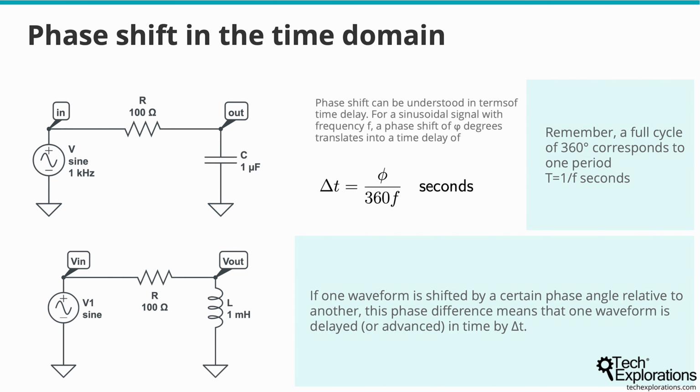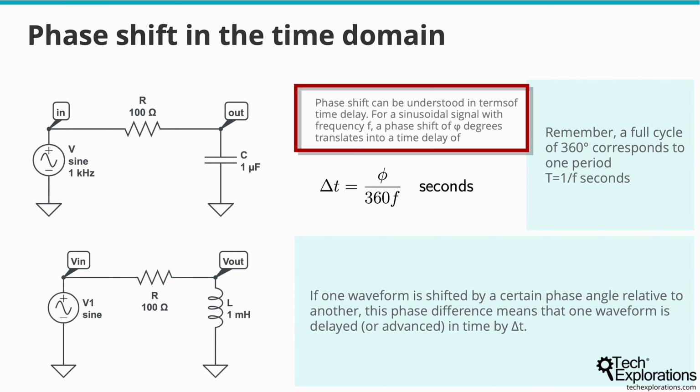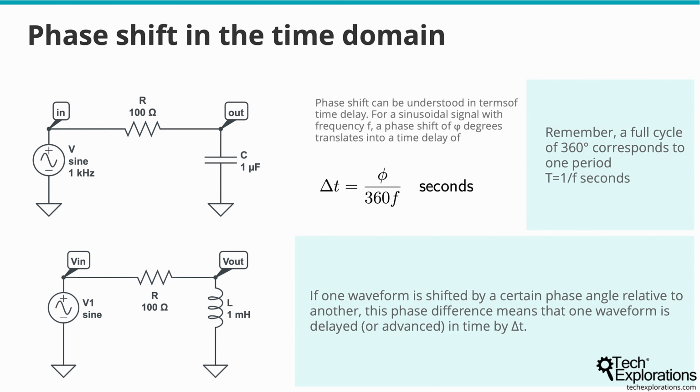So phase shift can be understood in terms of time delay, just like in terms of degrees. For a sinusoidal signal with frequency f, a phase shift of phi degrees translates into a time delay that is given by this formula. So delta t, the time delay, is equal to phi, the phase shift, divided by 360 times f, where f is the frequency.